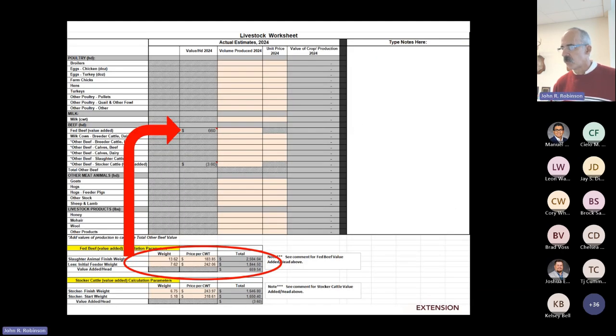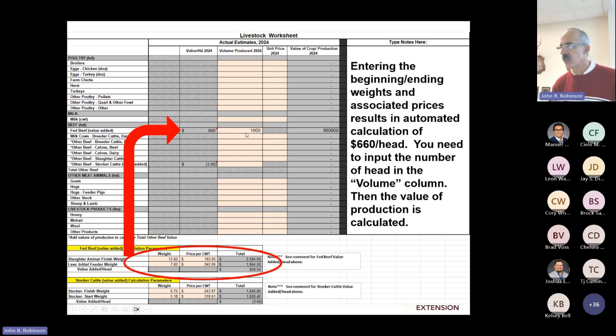Yeah, I jumped ahead of myself before, but this is how it works. You plug the numbers into the calculation box for fed beef. It comes out with 659.54. That gets automatically brought up there. You just need to input the number of head. Let's pretend it's 1,000 head. Then the actual value of production is the weight gain value times the number of head.